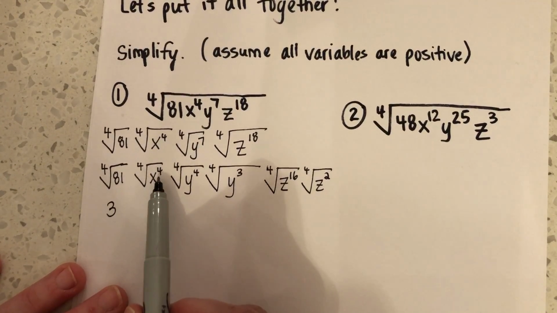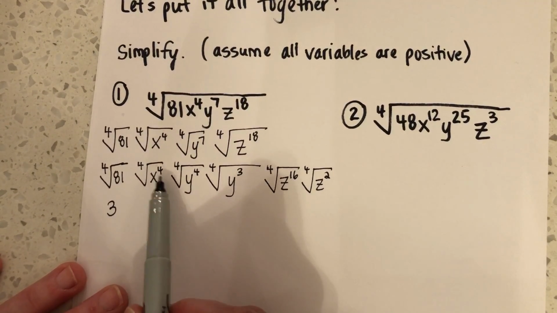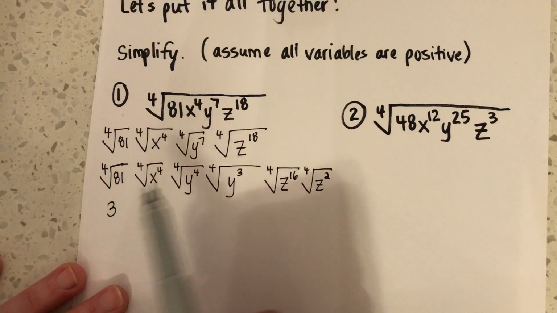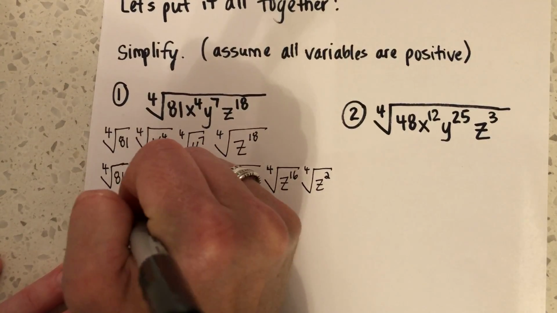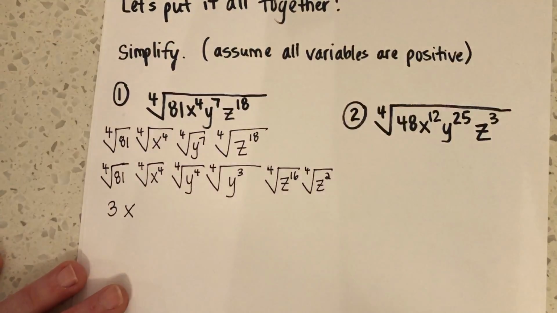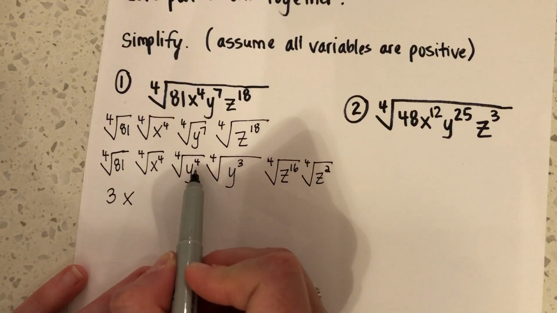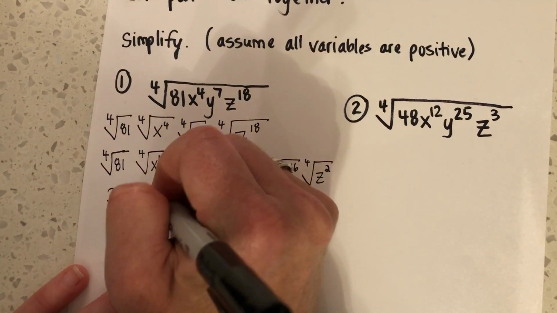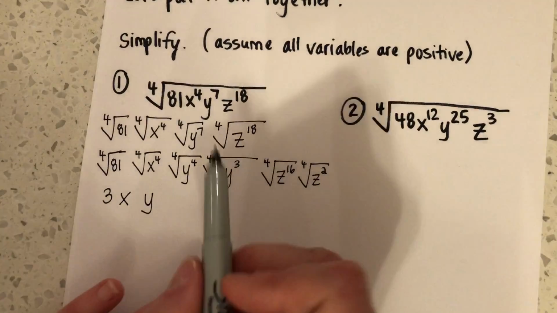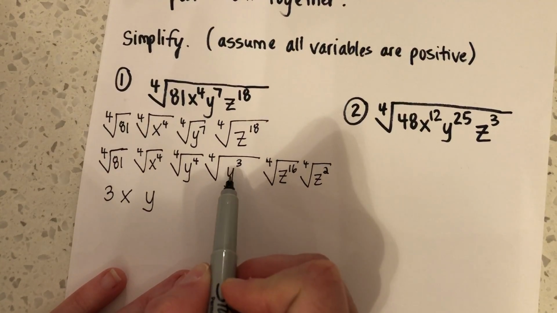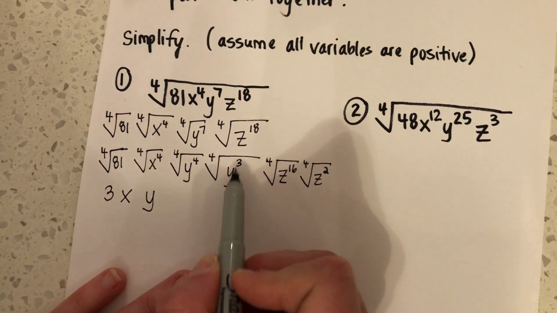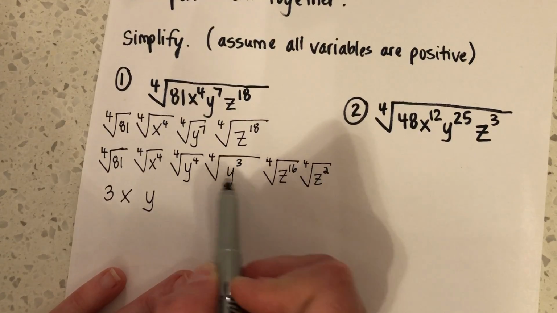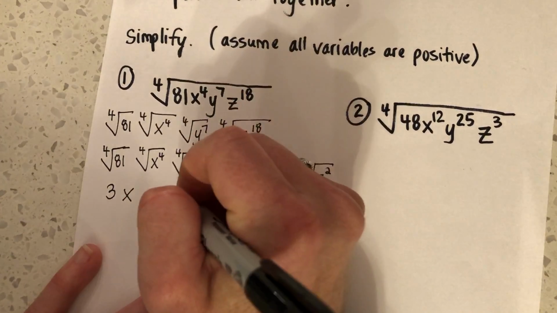All right, the 4th root of x to the 4th is x to the 4 divided by 4, which is 1, right? That's x to the 1st power. It's just x. All right, look here. The 4th root of y to the 4th, that's going to be 4 divided by 4, which is 1. That's going to be just y. Okay. Now, the 4th root of y to the 3rd. 3 doesn't divide by 4. Nothing smaller than 3 divides by 4. He's your leftover stuck under the radical piece.